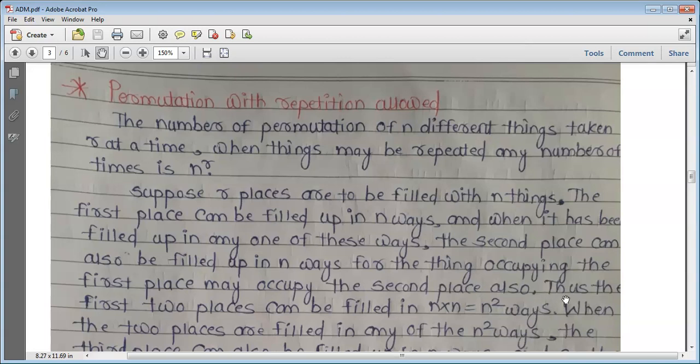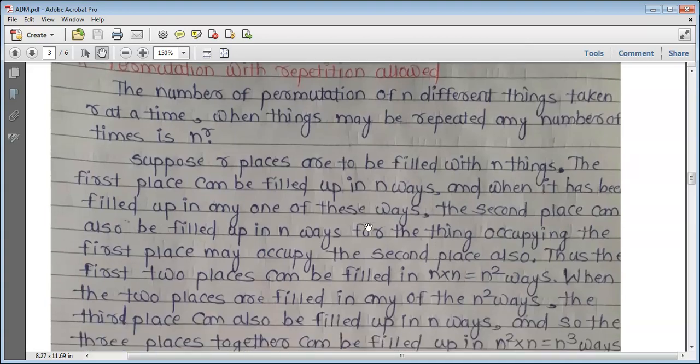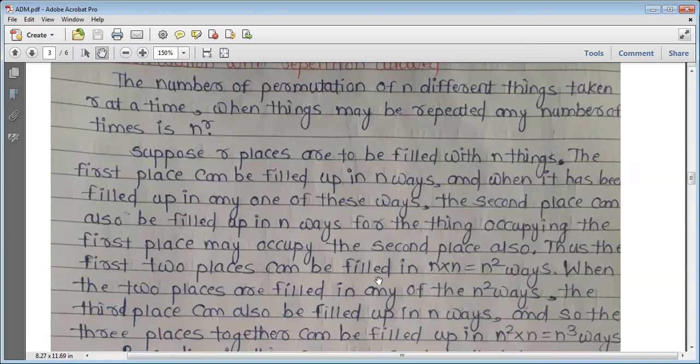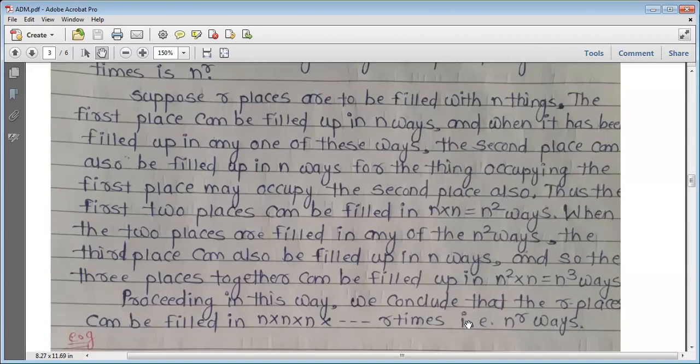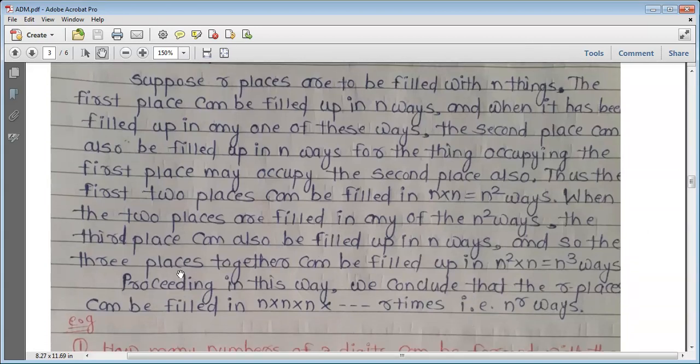Thus the first 2 places can be filled in n × n, which is equal to n² ways, from the product rule. Now when the 2 places are filled in any of the n² ways, the third place can also be filled in n ways, since we have already allowed repetition, and so the 3 places together can be filled in n² × n, which is nothing but n³.